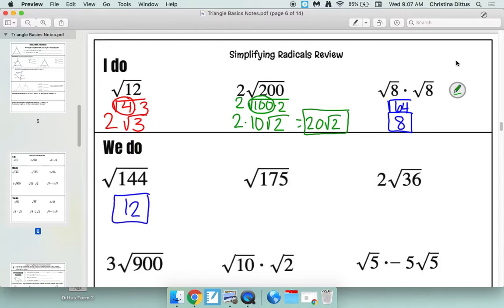This one we gotta break down. What is a perfect square that goes into 175? 25. So 25 times what gives me 175? 7. Are you sure? Yeah. Okay. What is the square root of 25? So when I pull out the square root of 25, I have 5 square roots of 7.